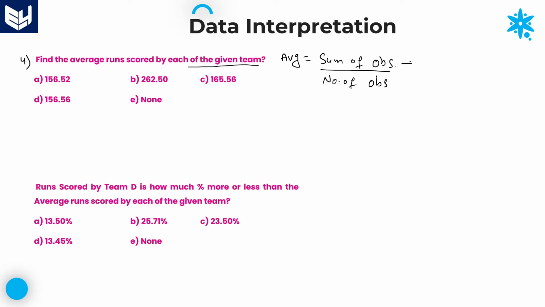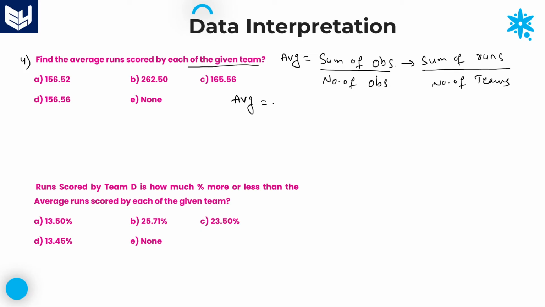Sum of observations is nothing but sum of runs scored by all the teams, divided by number of teams. This is the way how we are going to calculate the average of runs scored by each and every team. So the required average that we are going to calculate is sum of all the runs.